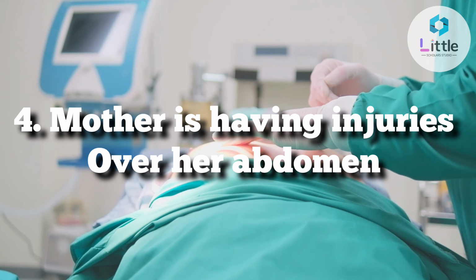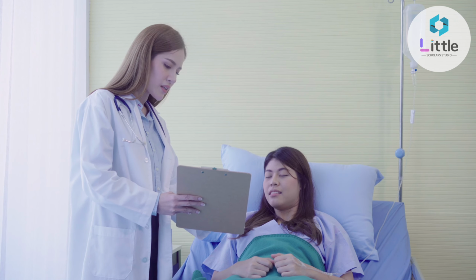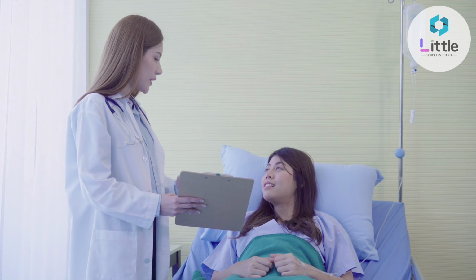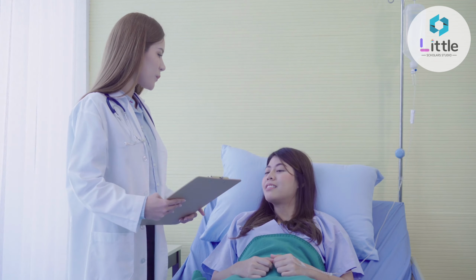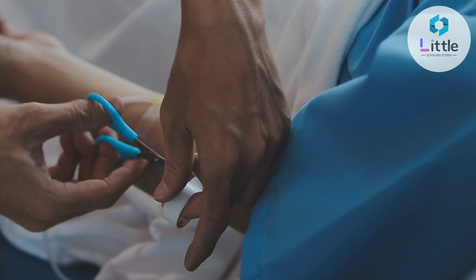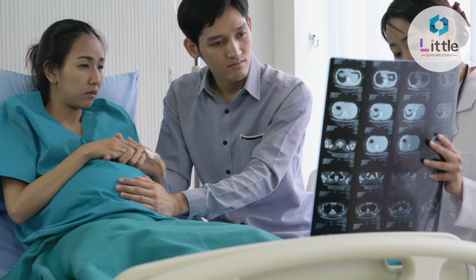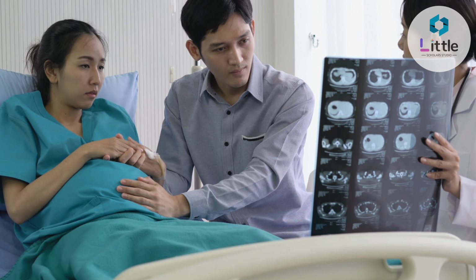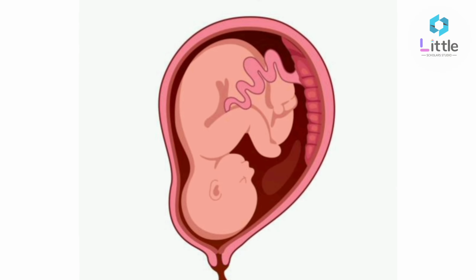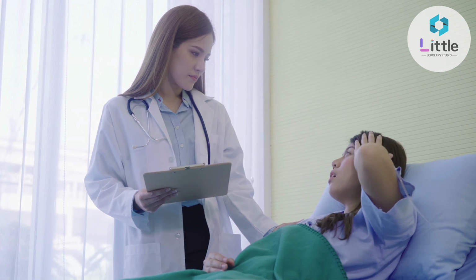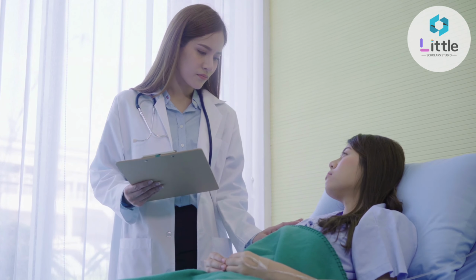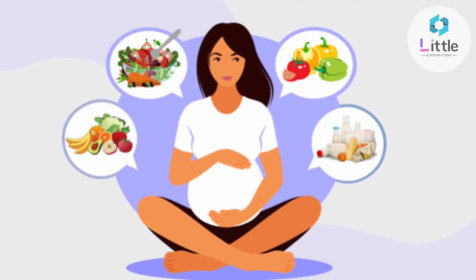Fourth, the mother having injuries over her abdomen due to accidents, it can be a serious cause of intellectual disability in a child. When a pregnant woman experiences any injury to her abdomen, such as from a car accident, fall, or other impacts, the developing baby can be directly affected. This trauma can lead to brain injuries in the fetus, potentially causing intellectual disability. Severe abdominal injuries can cause the placenta to detach from the uterus prematurely. Placenta is the organ that provides oxygen and nutrients to the baby. This condition, called placental abruption, can lead to lack of oxygen and nutrients for the baby, resulting in brain damage and intellectual disability.